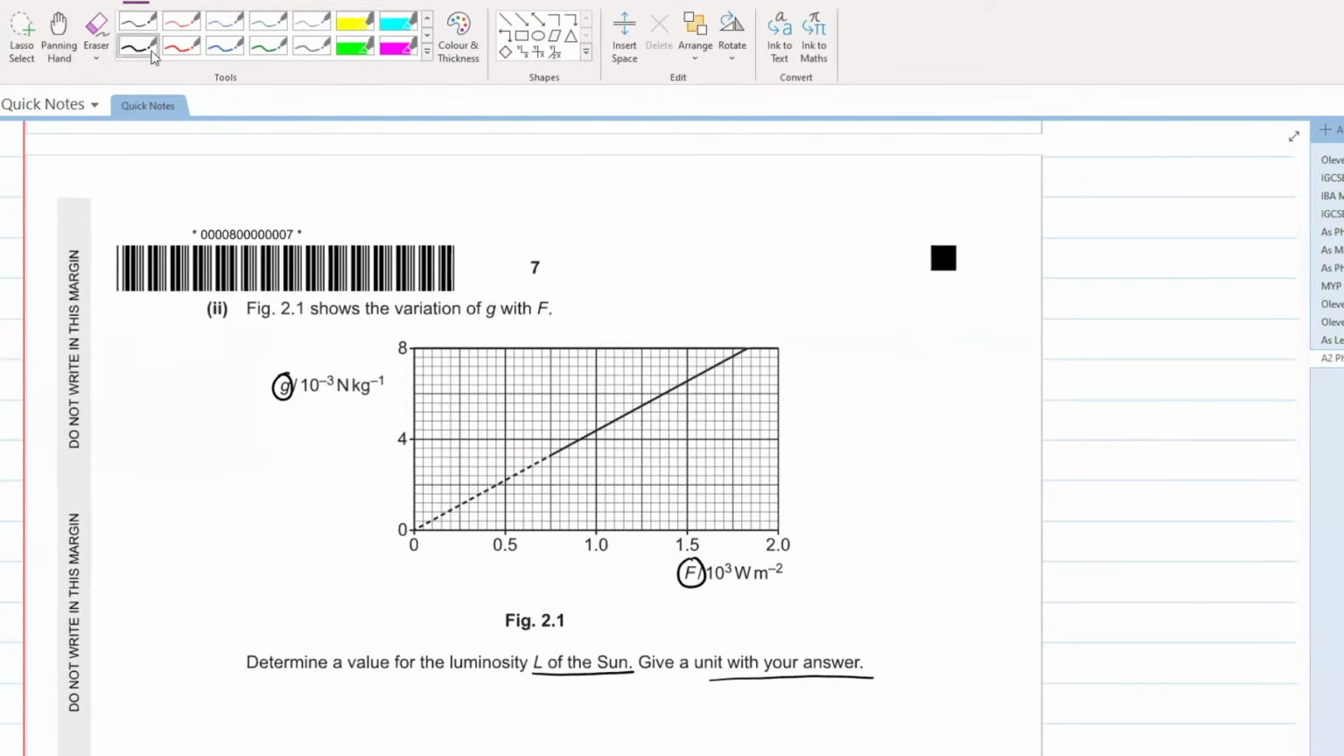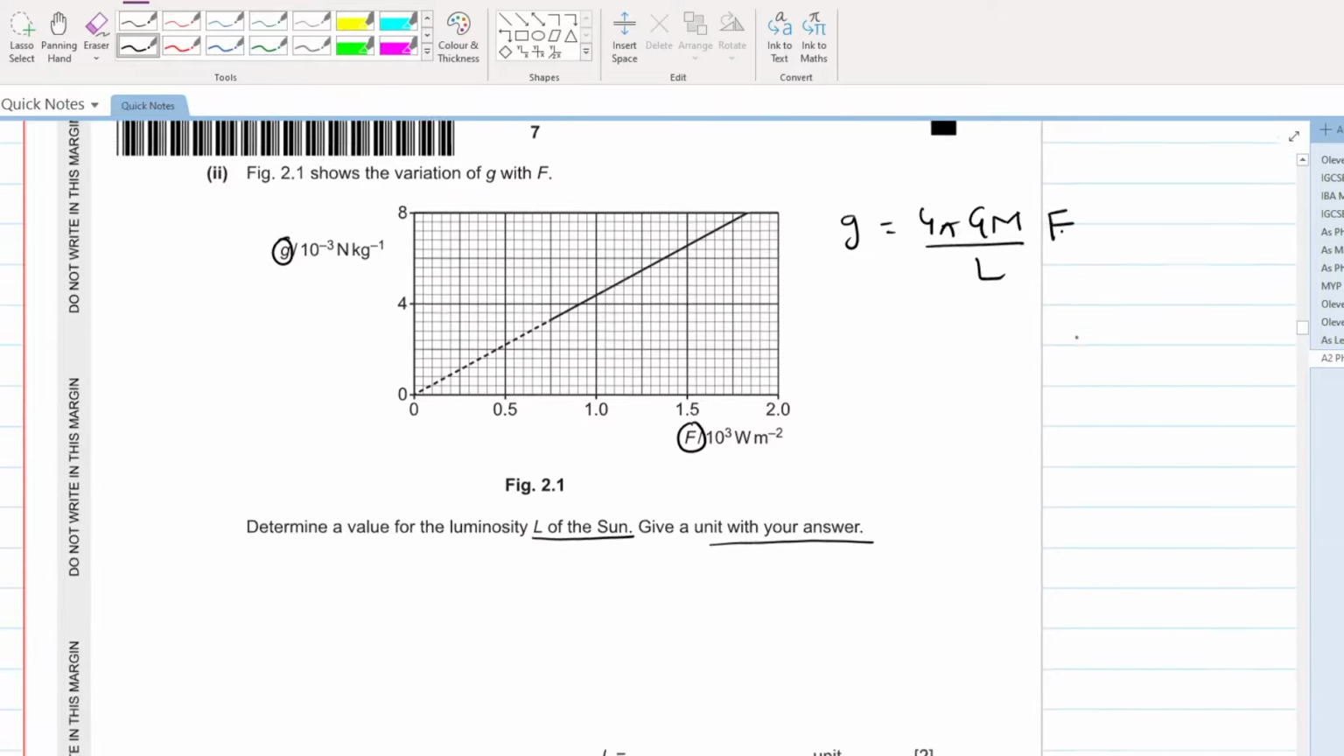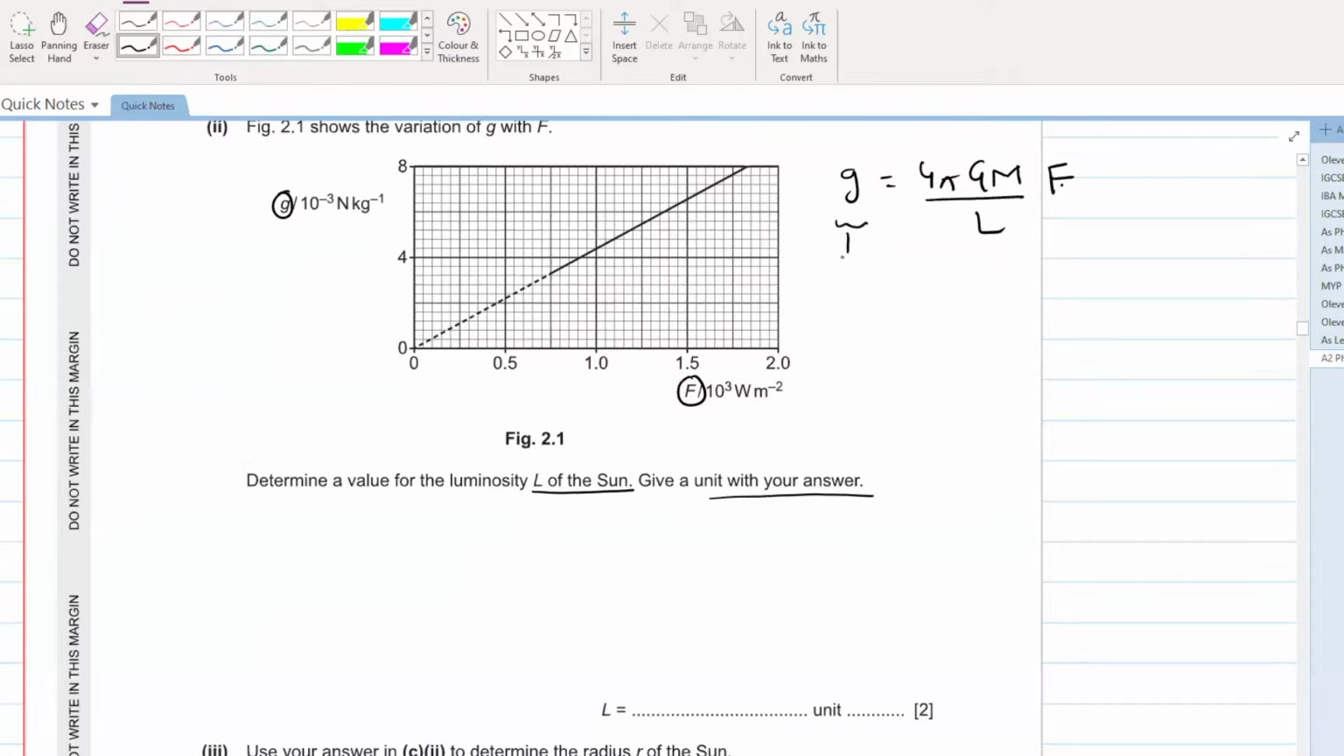What will you do? You will say G is equal to 4 pi capital G capital M over L times F. Now, if you notice, you have plotted G on the y axis, you have plotted F on the x axis. What is the gradient of this line? The gradient of this line is equal to this function. Can we calculate the gradient here? Yes, we can surely do that.